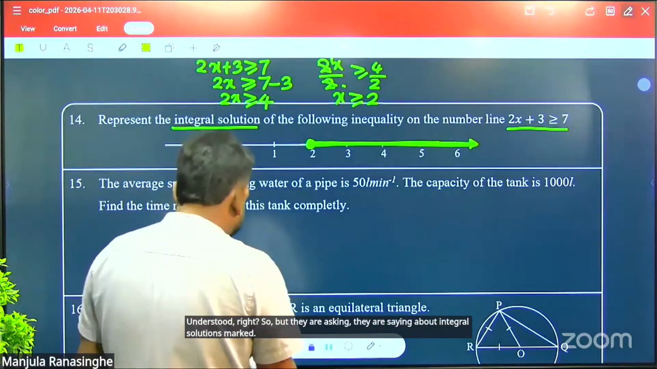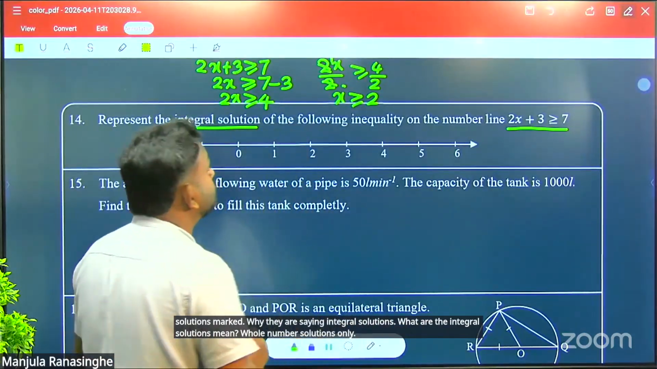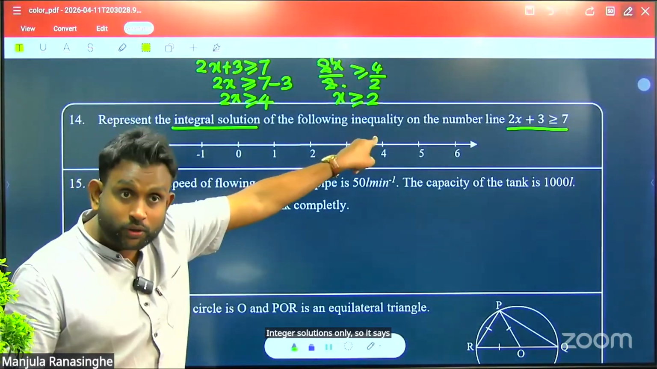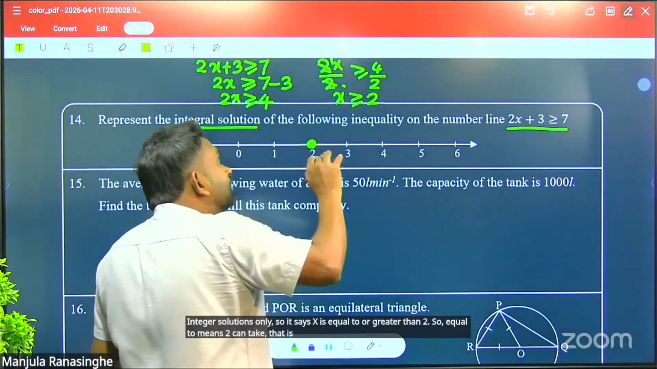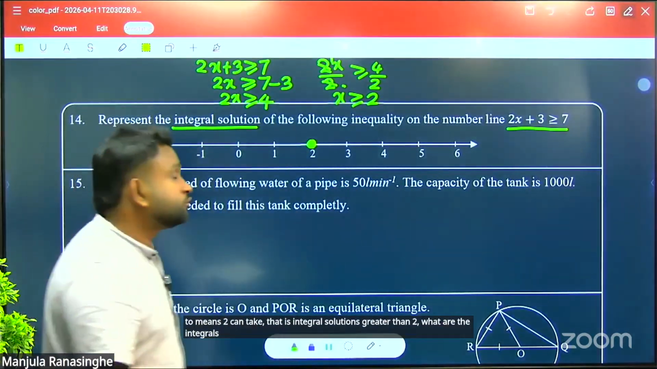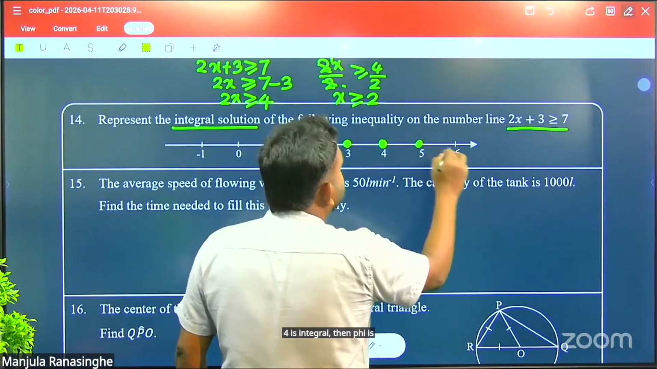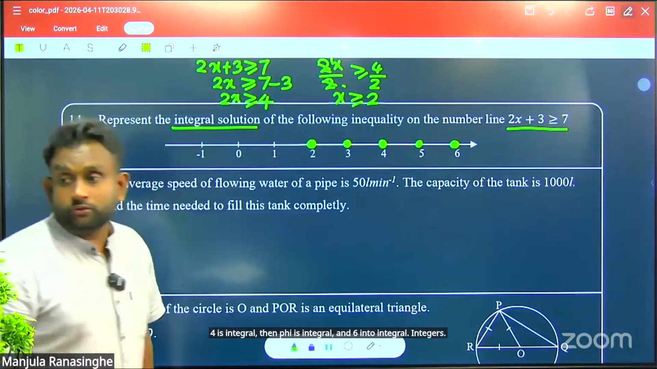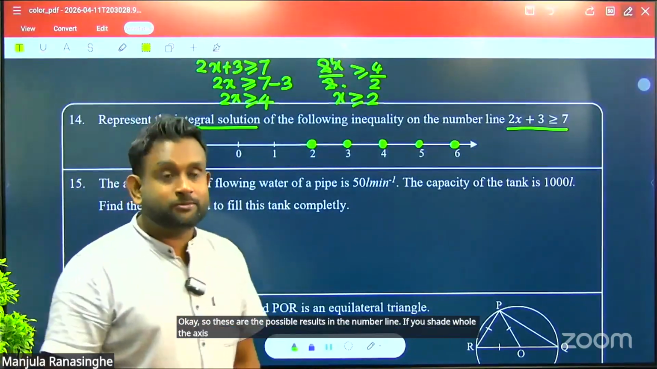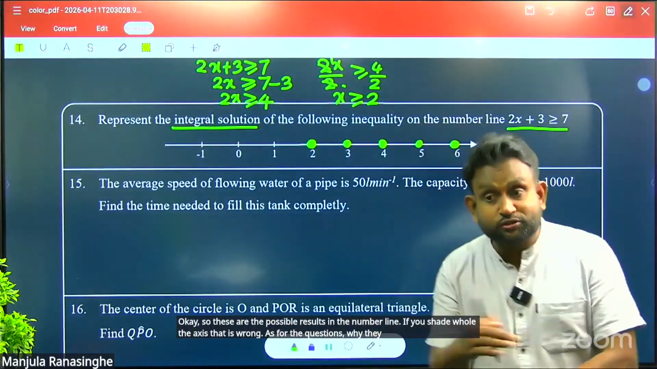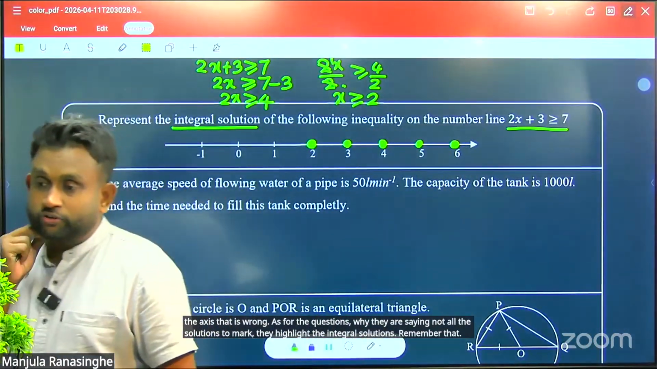But they are saying integral solutions to be marked. Why? What are the integral solutions? It means whole number solutions only, integer solutions only. It says x is equal to or greater than 2. So equal to means 2 can be taken, that is an integral solution. Greater than 2, what are the integers then? 3 is an integer greater than 2, 4 is an integer, then 5 and 6. So these are the possible results on the number line. If you shade the whole axis, that is wrong as per the question. Why? They are not asking to mark all the solutions, they want you to highlight the integral solutions. Remember that.